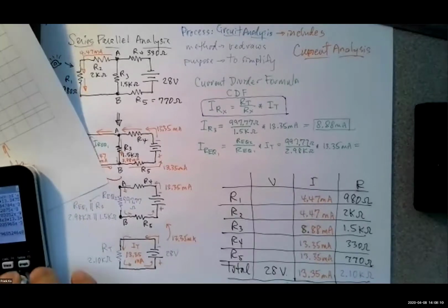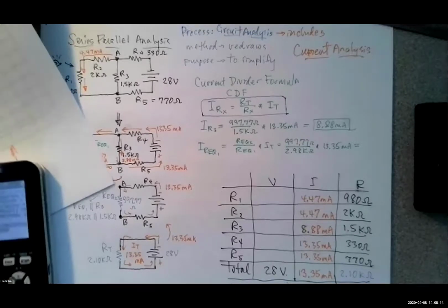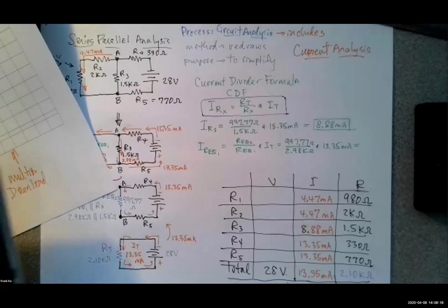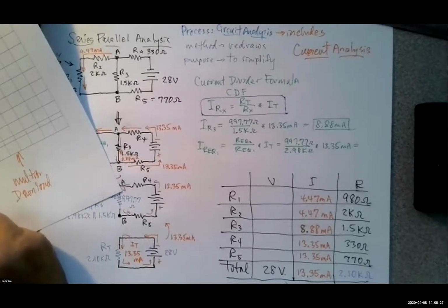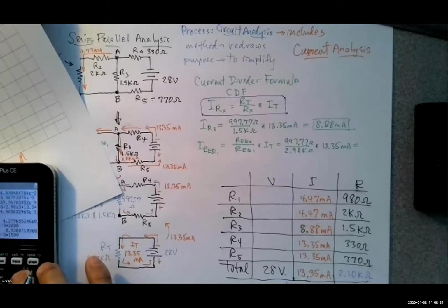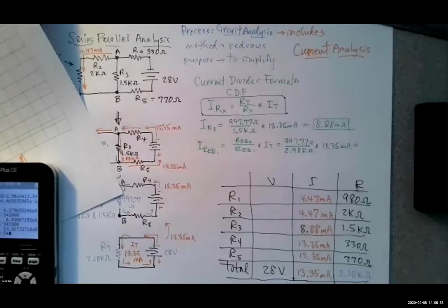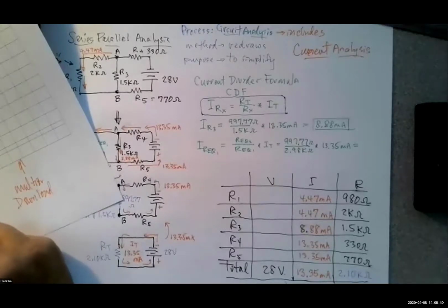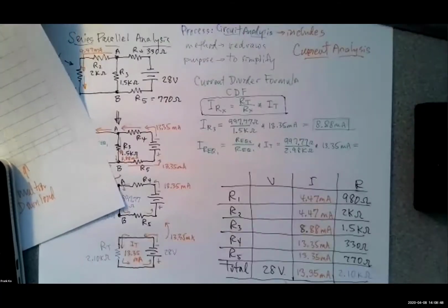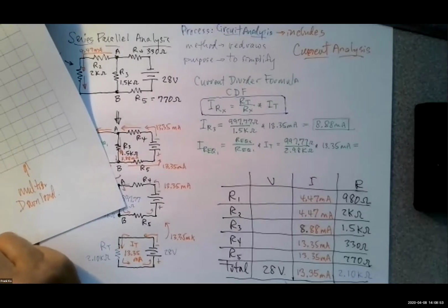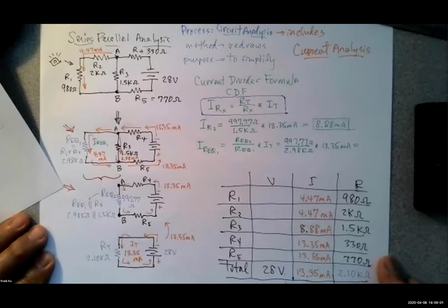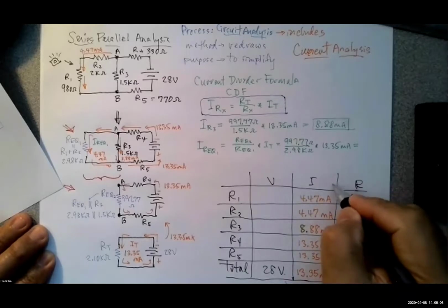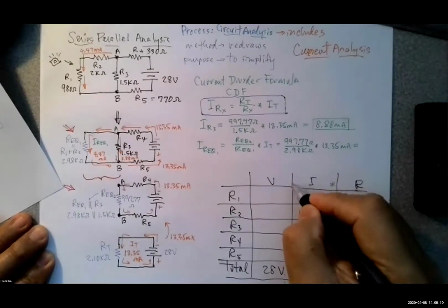Eight, and then here times, that gives me, and then here times, will give me there, and then here will give me, and here times will give me, all right. So I am looking for the voltage across R1 by multiplying this current times these ohms.